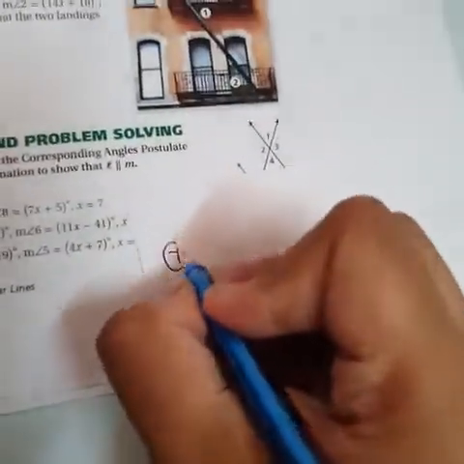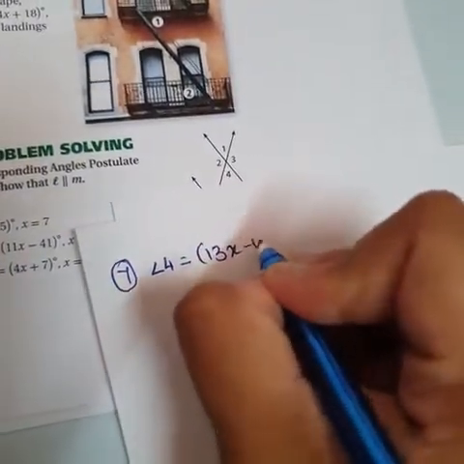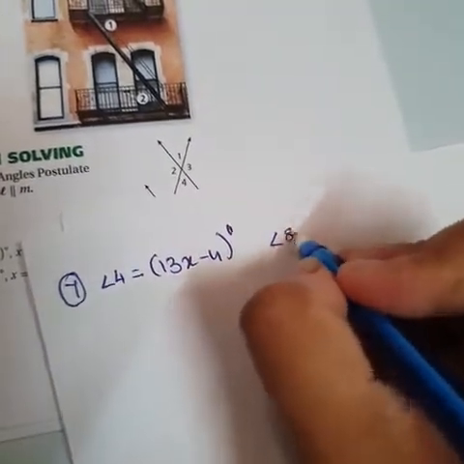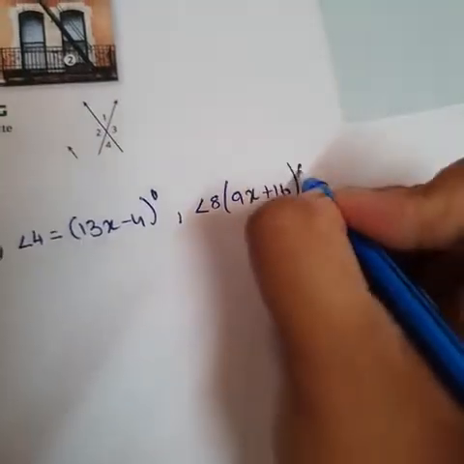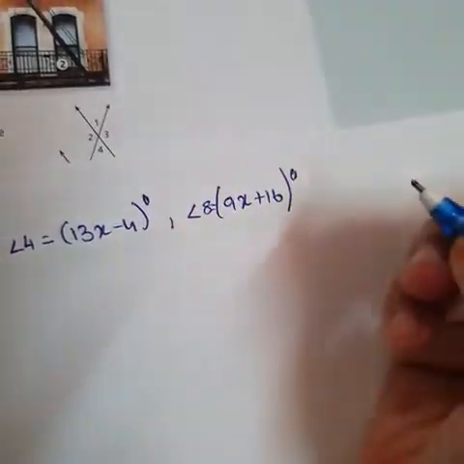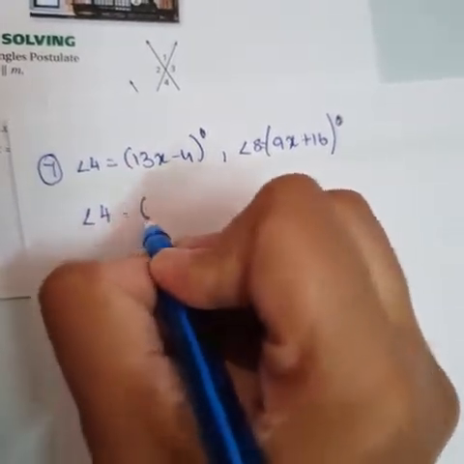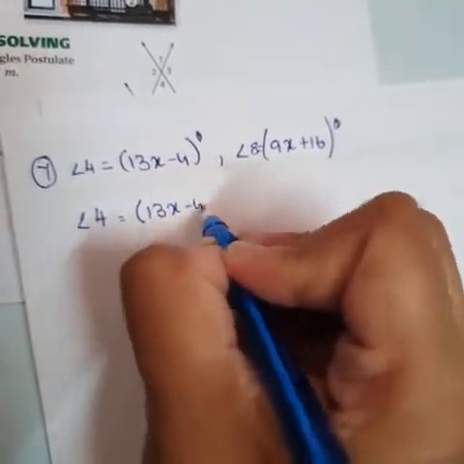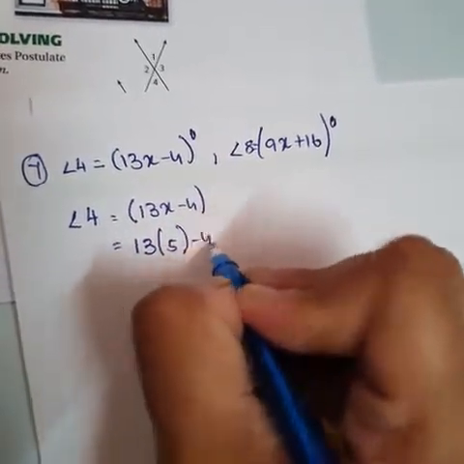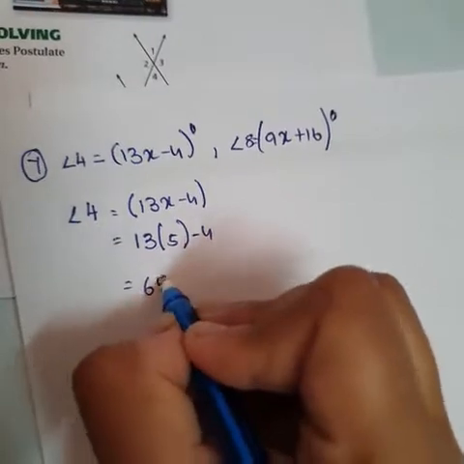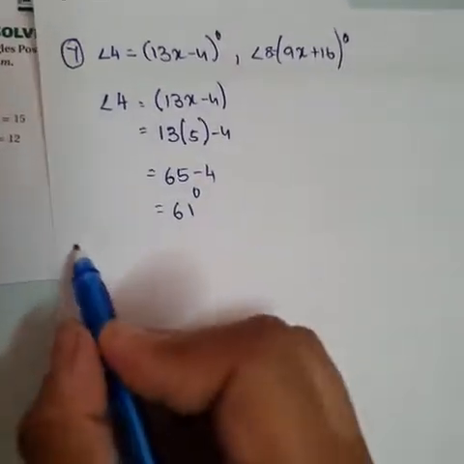So question number 7, we have angle 4 is 13x minus 4 degrees and angle 8 is 9x plus 16, and the value of x is given to be 5. So what are you going to do? Find out angle 4 first. So 13x minus 4. So replace the x with 5. So that's going to be 65 minus 4, which is equal to 61 degrees. This is for angle 4.